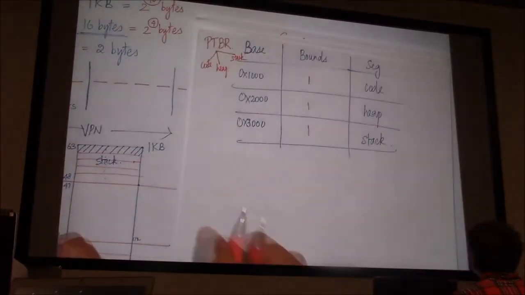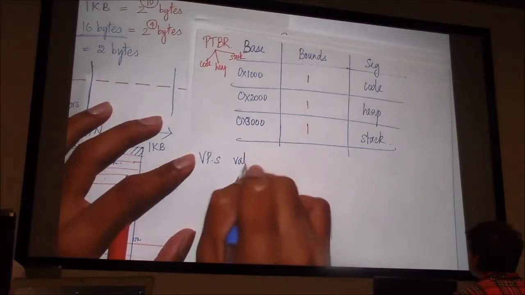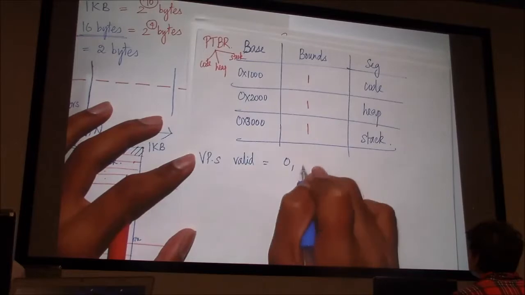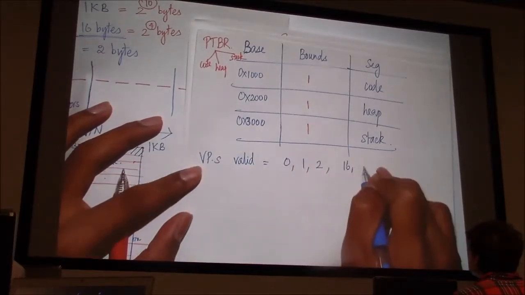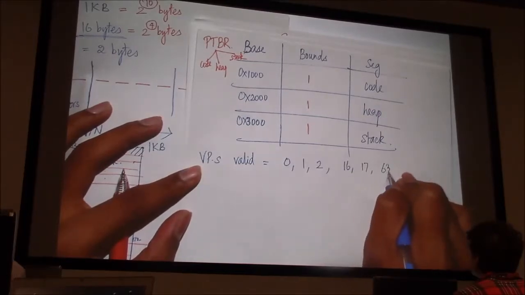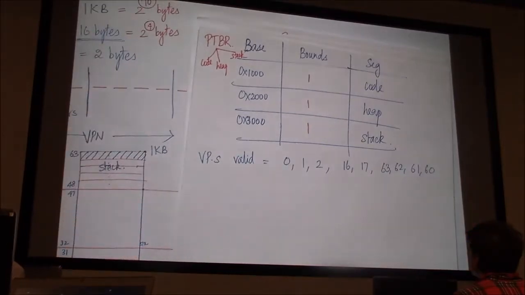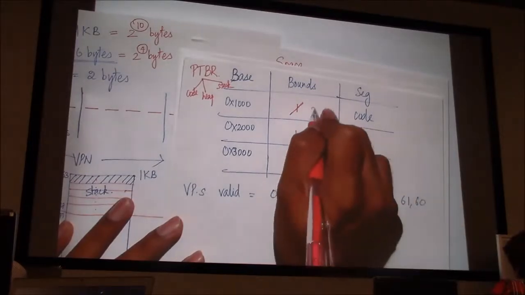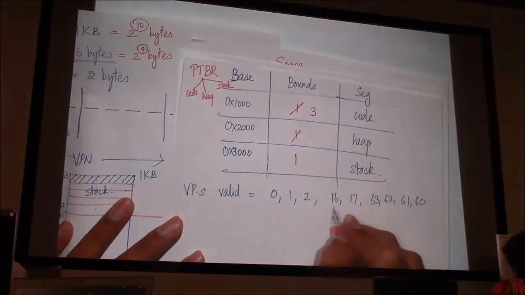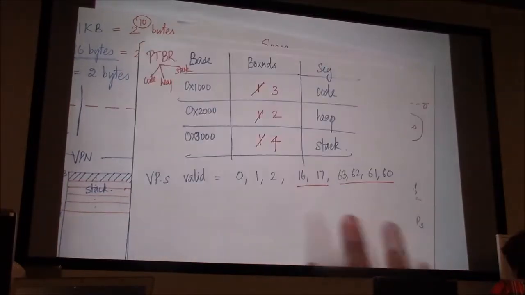But let's assume we can have a setup where the virtual pages that are valid are 0, 1, 2, 16, 17, 63, 62, 61, 60. In this particular setup, the valid bounds is going to be 3 for the code, 2 for the heap, and 4 for the stack. This is how it is going to look.